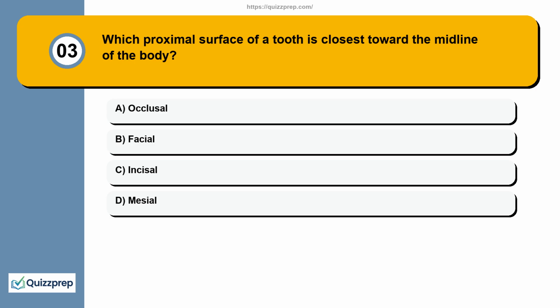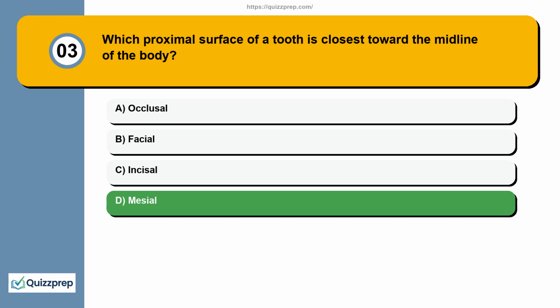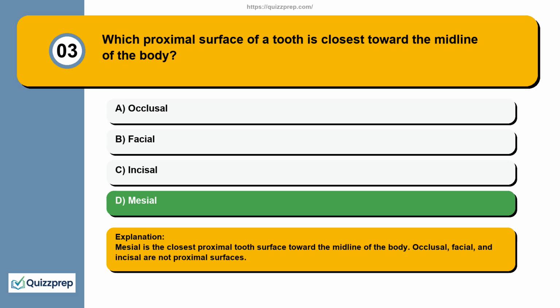Question 3. Which proximal surface of a tooth is closest toward the midline of the body? Occlusal, facial, incisal, mesial. Mesial is the closest proximal tooth surface toward the midline of the body. Occlusal, facial, and incisal are not proximal surfaces.